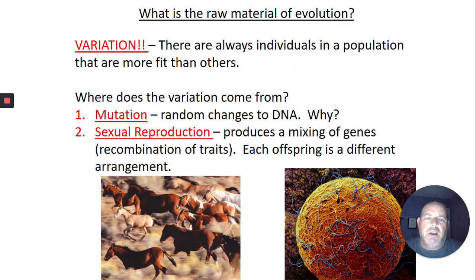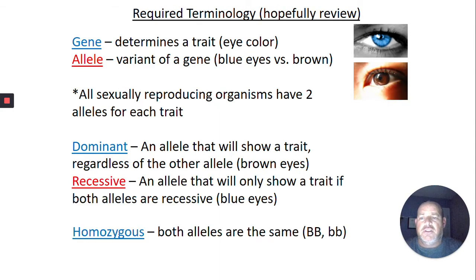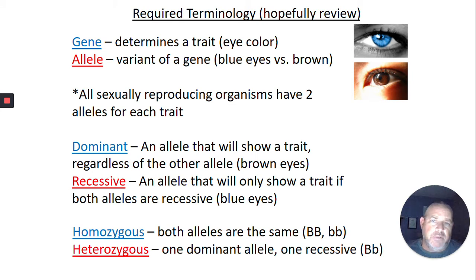Sexual reproduction is obviously another way we get variation. That's why siblings are similar but not always the same, or not usually ever the same unless there are twins involved. Each offspring is a different arrangement of the DNA from the parents. Required terminology: I'm pretty sure this is going to be review for all of you.